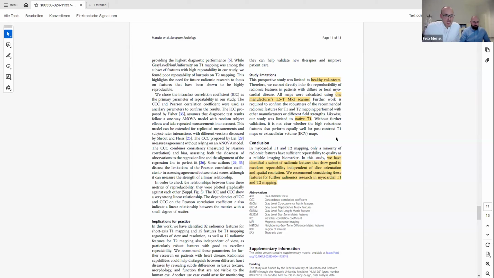I think the main point of this study is just to raise awareness that only a small number of radiomic features are reproducible in myocardial T1 and T2 mapping. So I think the takeaway point from our study should be, if you're a researcher and you're planning a cardiac MRI study involving radiomics research on mapping data, then just be aware of this issue of reproducibility and make sure that you're selecting features that have shown to be reproducible. Thank you very much for your interest, and we're looking forward to discussing this with you.